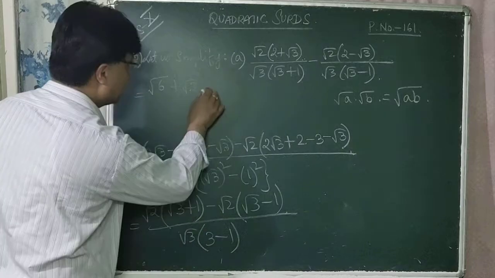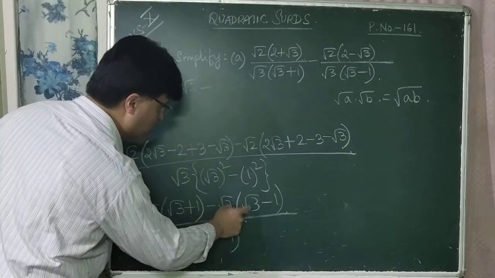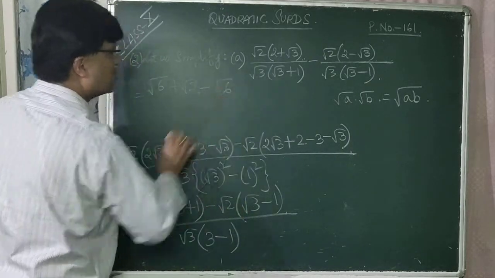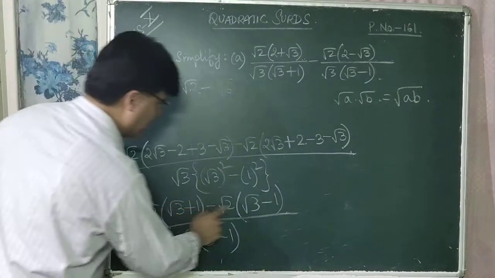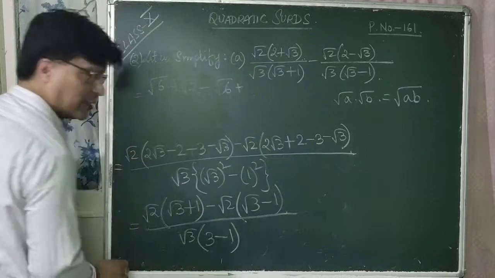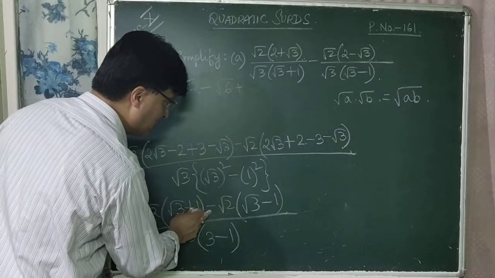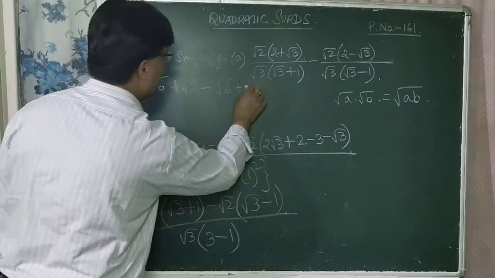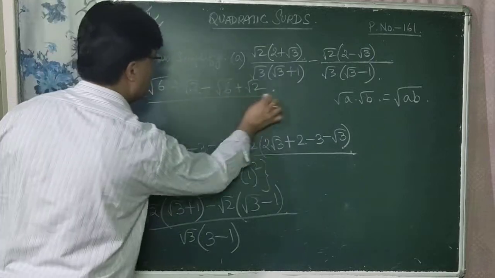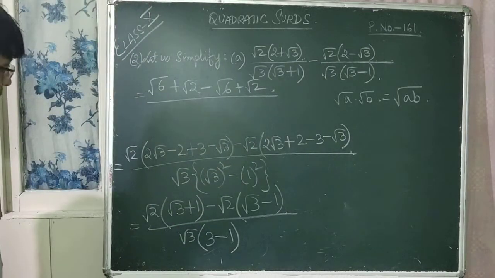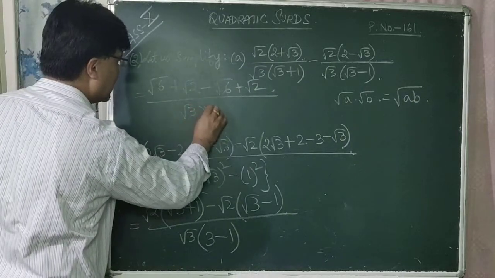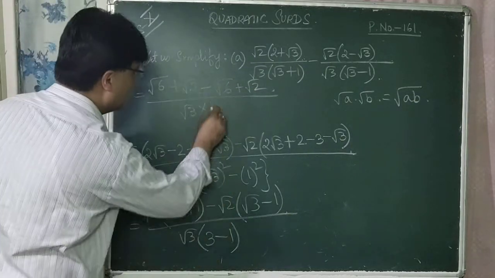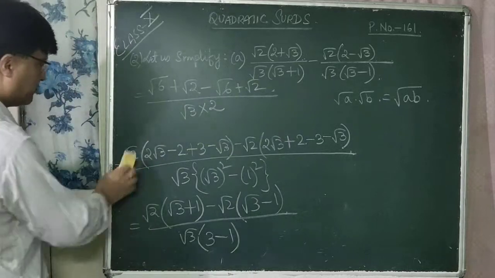Okay? Similarly, minus sign is there. Root 2 into root 3, you know that it is root 6. So how is it root 6? You know that, isn't it? So minus into minus, plus. You have to change the sign because of this minus. Minus into minus, plus. What is root 2 into 1? Root 2. Whole divided by root 3 into, what is 3 minus 1? 2. Right?